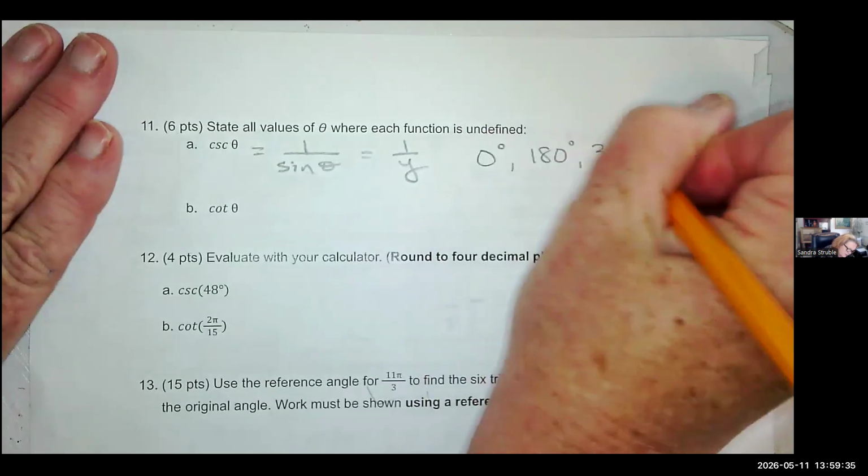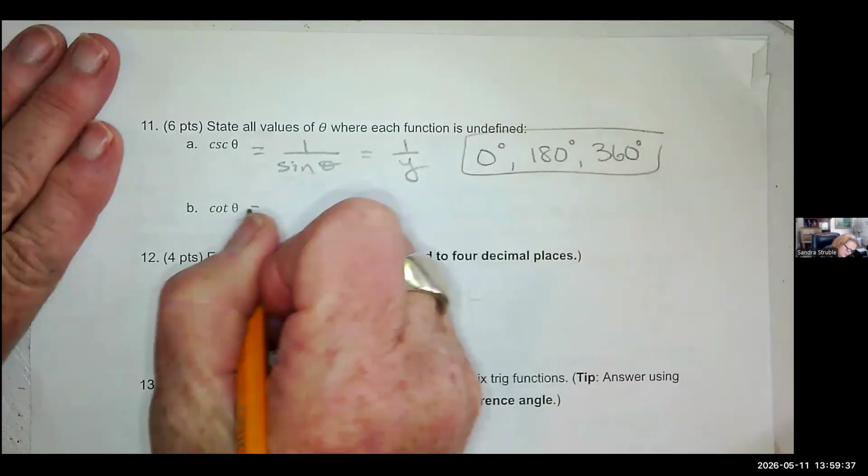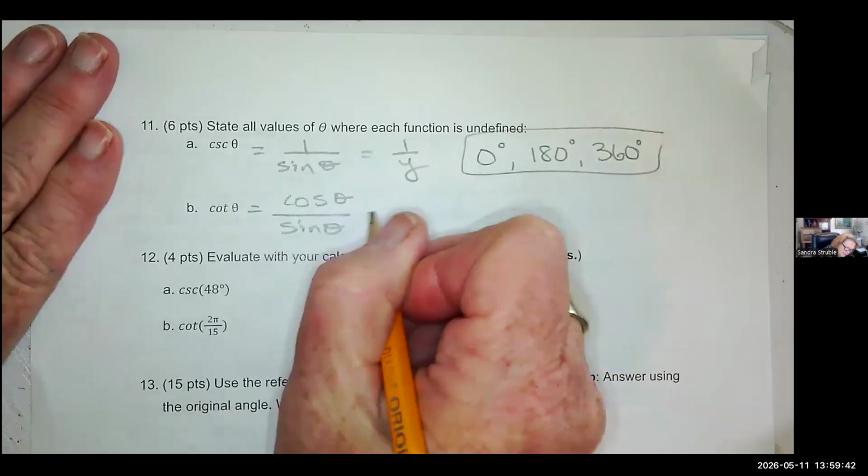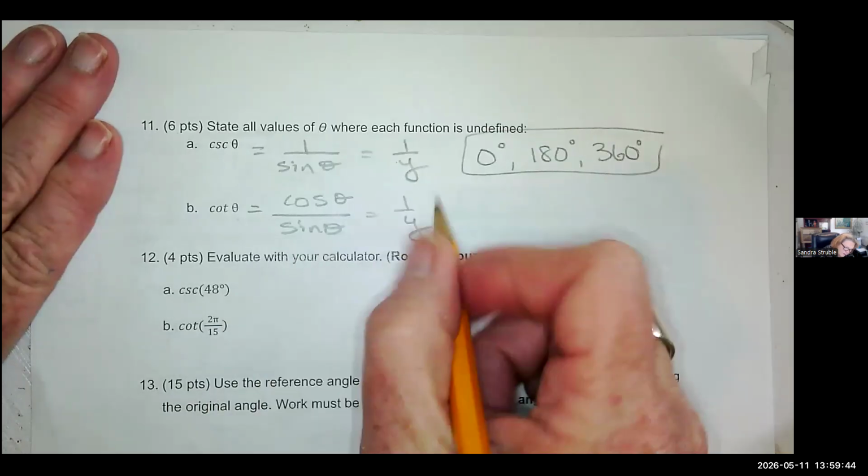Cotangent of theta is cosine of theta over sine theta. Same one. Cosine, same exact thing, is at 0, 180, and 360.